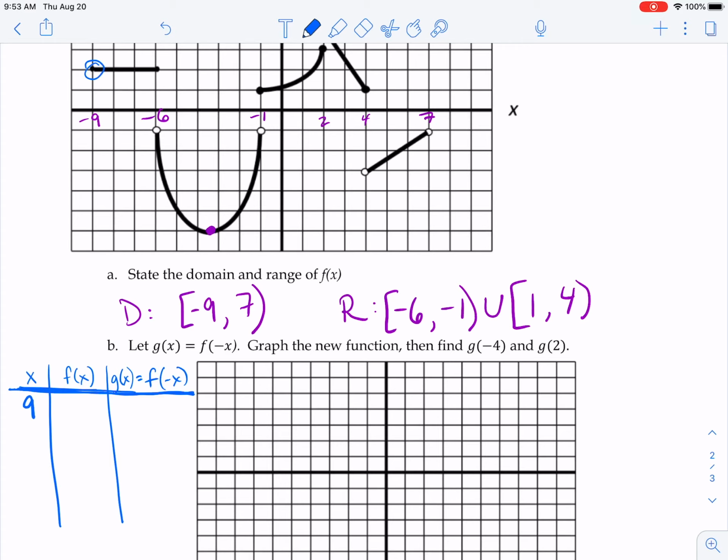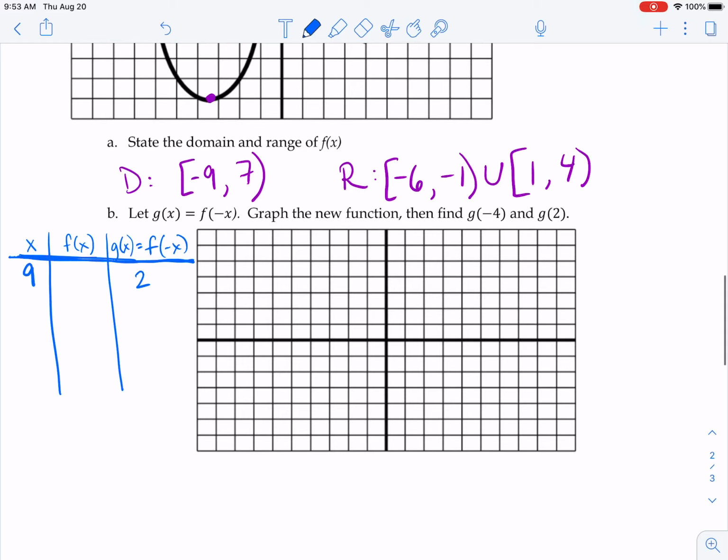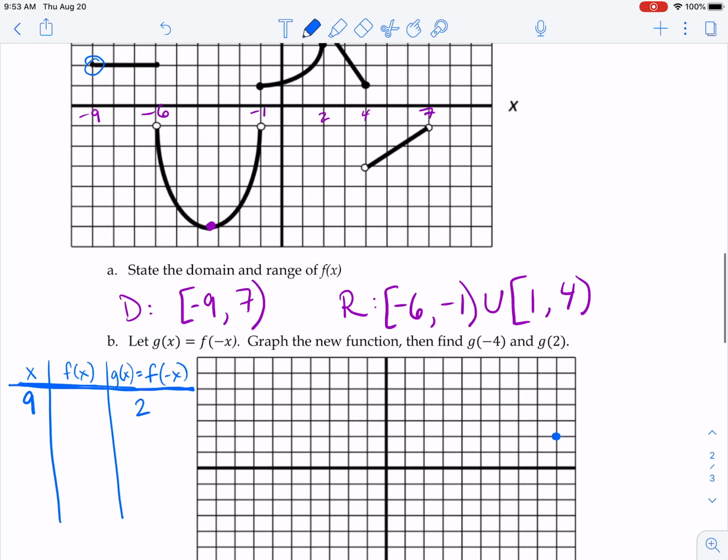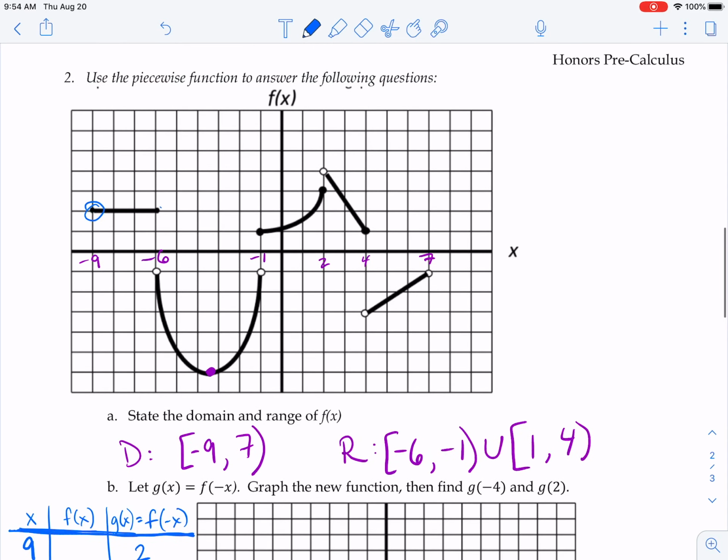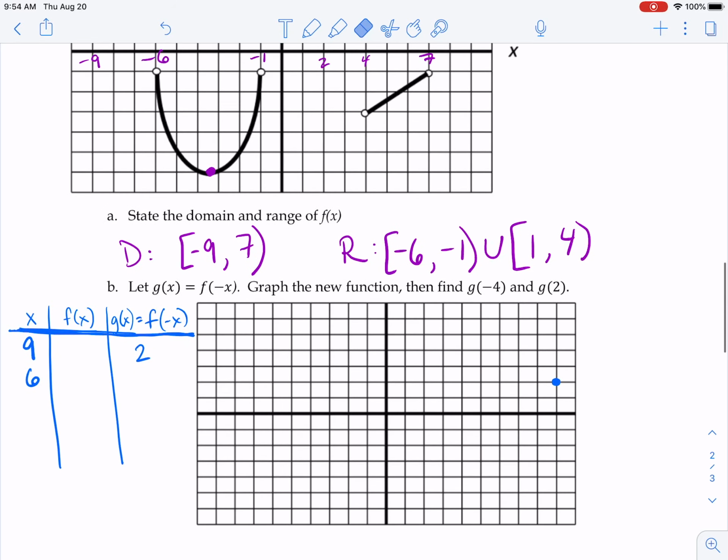Well, f of -9 is right here, and that's got a closed circle at 2. So I'm going to come down to my graph, and I'm going to have this value, 1, 2, 3, 4, 5, 6, 7, 8, 9, and then up 2, I have a point right here. Okay, and then when x is 6, I'm looking at my graph of f of -6. Well, f of -6 is going to be this point right here. So that's also that value of 2.